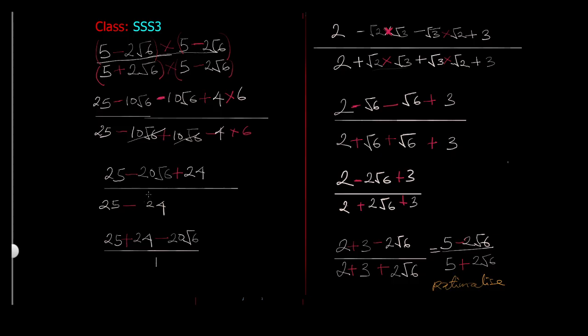So we can now add this up. 25 plus 24 is 49, minus 20 root 6. That's the answer. Which option was correct? Option E was correct, but we deleted it because of space. So we're going to end the class here. It was a long one.